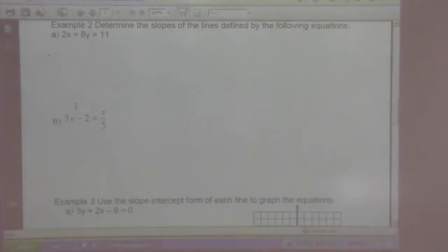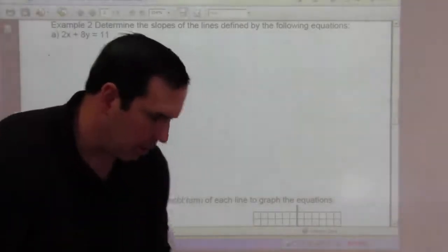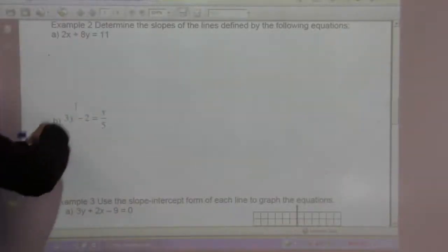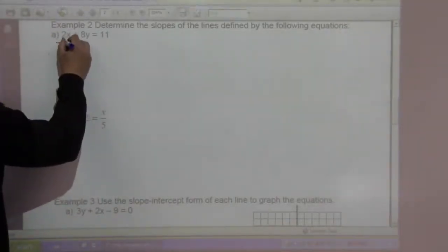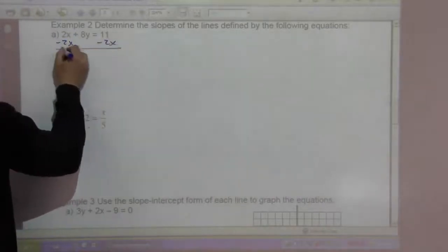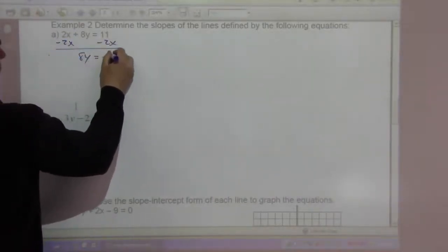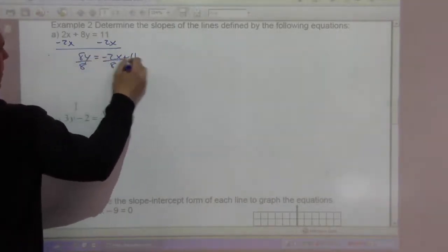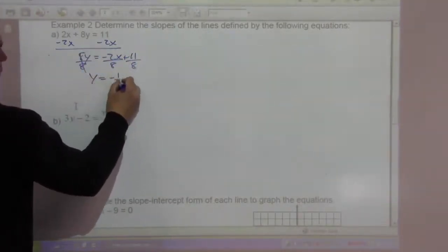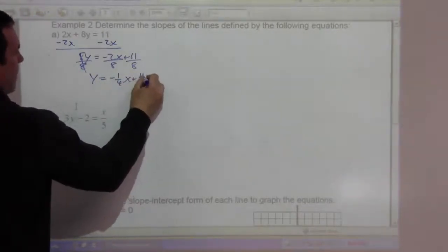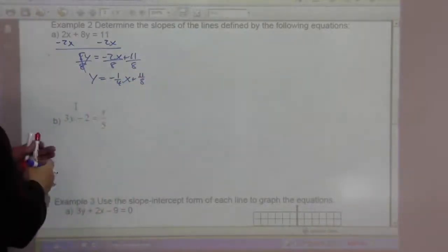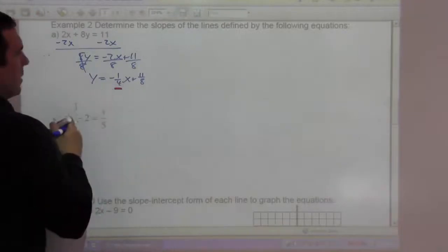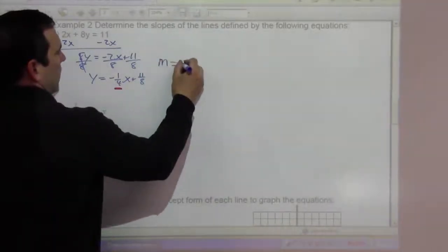Example 2, determine the slopes of the lines defined by the following equations. So what's cool about this is if we just solve for y in each case, we'll have the slope right in front of us. So subtract 2x, 8y equals negative 2x plus 11. We divide by 8. y equals negative 1/4 x plus 11/8. So our slope is right here, this coefficient of x. Our slope is negative 1/4.